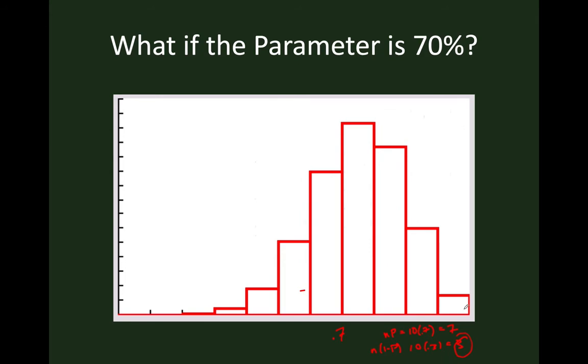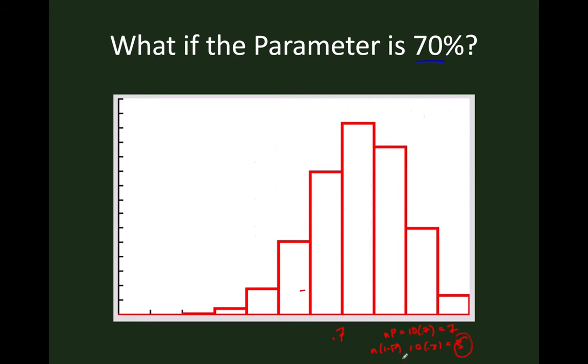The other thing that can happen when we're modeling these binomial probabilities is that the proportion, or the parameter value, the population proportion, can be something different than 0.5. In this case, I drew an example where the population proportion is 70%. And what that does is it gives a skewedness to the shape of this distribution. You can see the normal curve's really not going to fit this very well.